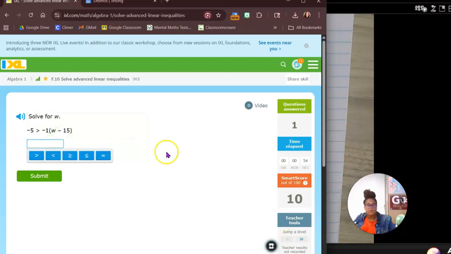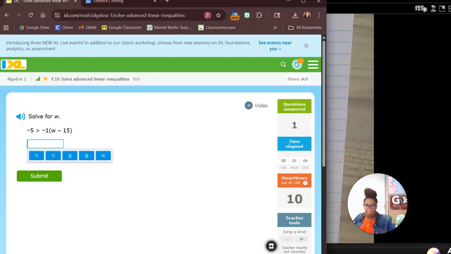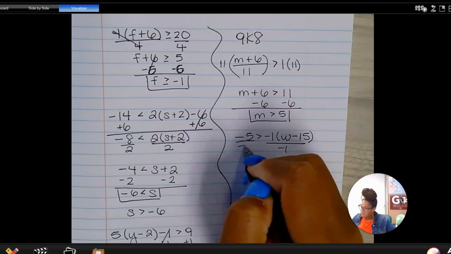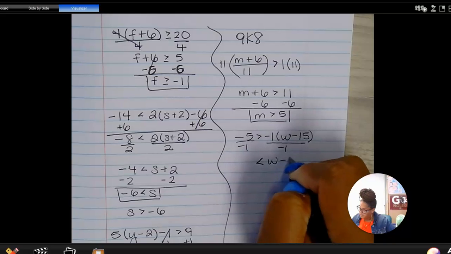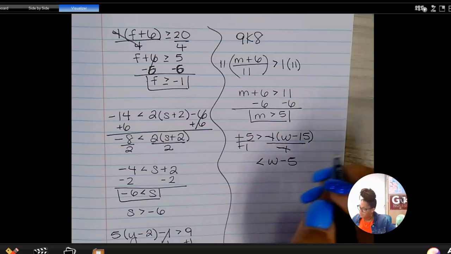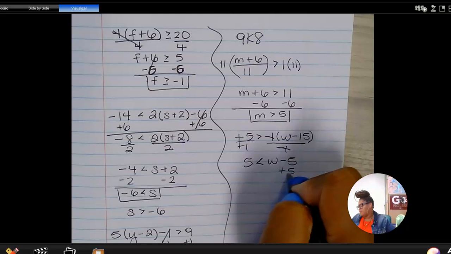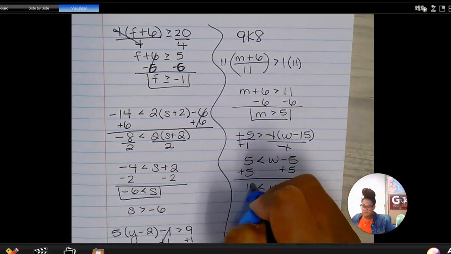I did. Okay, there's distribution involved here and a negative. So negative 5 is greater than negative 1 times (w minus 15). I would divide both sides by negative 1. And then when you divide by this negative, your sign is going to flip the other way. This is w minus 15 because this negative 1 and this negative 1 equals 1. And these turn into a positive, so 5 divided by 1 is 5. And then I would add 5 to both sides. W is greater than 10.